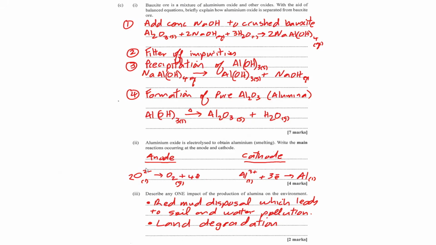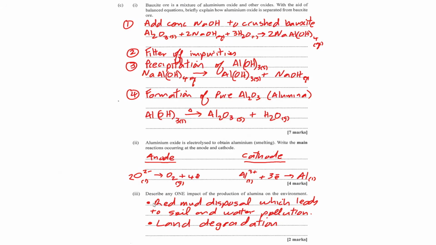And so oxide ion will produce oxygen plus 4 electrons, and you'll observe effervescence at the anode. At the cathode, the metal aluminium ion will be reduced to form the aluminium metal in the liquid state. So at the cathode, the aluminium ion would be reduced by gaining 3 electrons to form the metal aluminium in the liquid state.